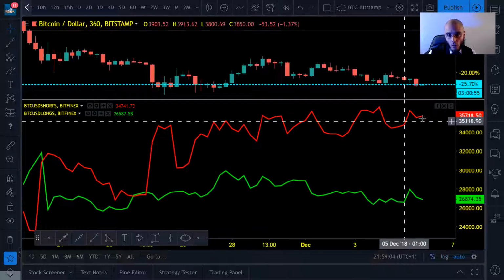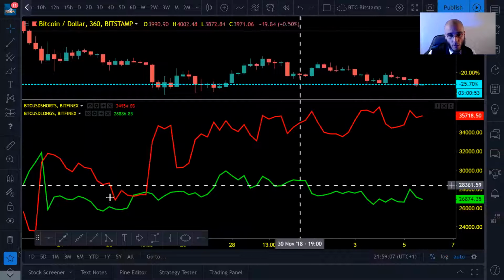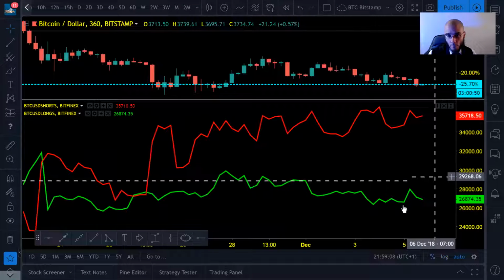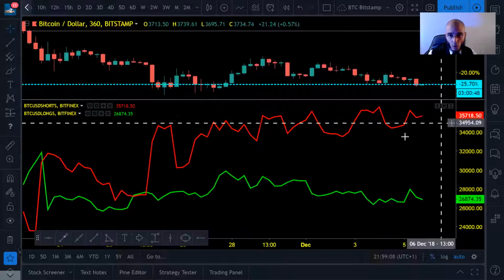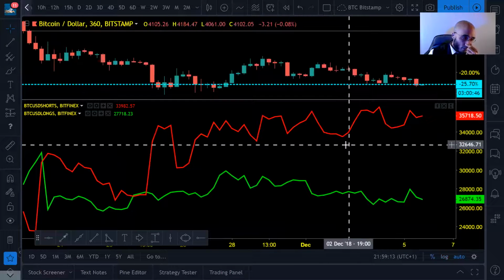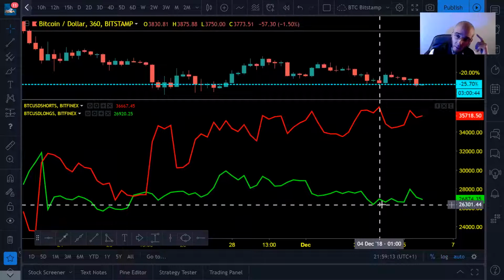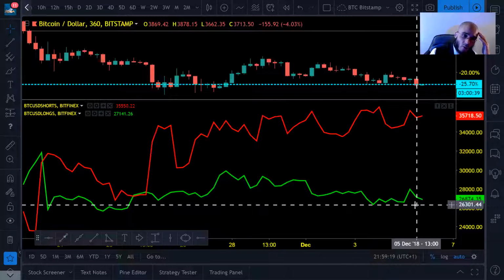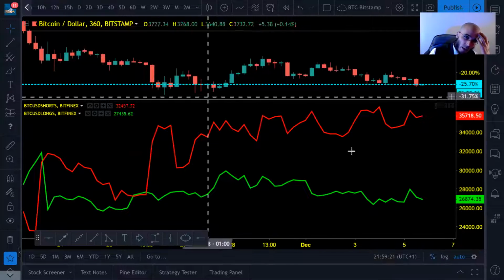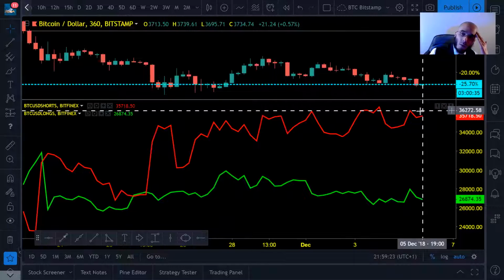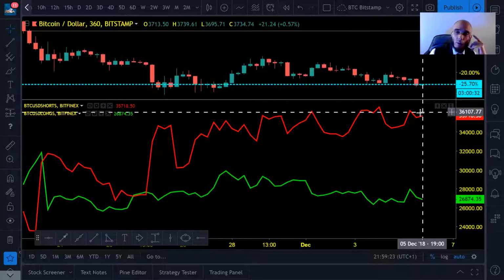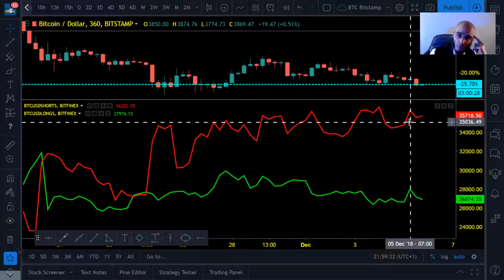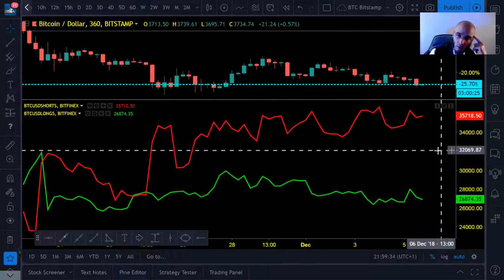A long-versus-short view: the longs are low, the shorts are high. This is good for price moving up. It's not good for price moving down. There are too many shorts. Those shorts need to get wiped out. Those shorts need to disappear, and then we can go lower. It's hard to go lower when you have that many shorts.